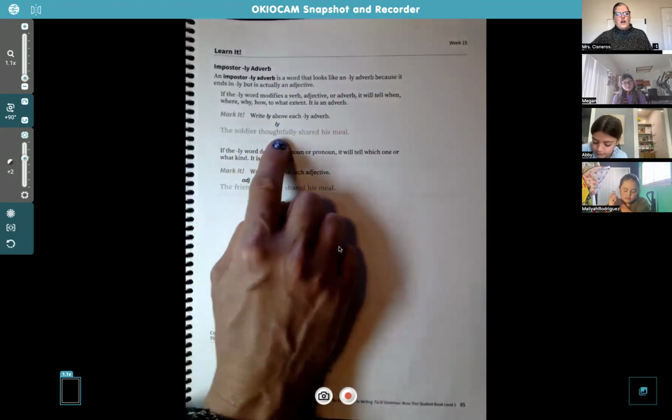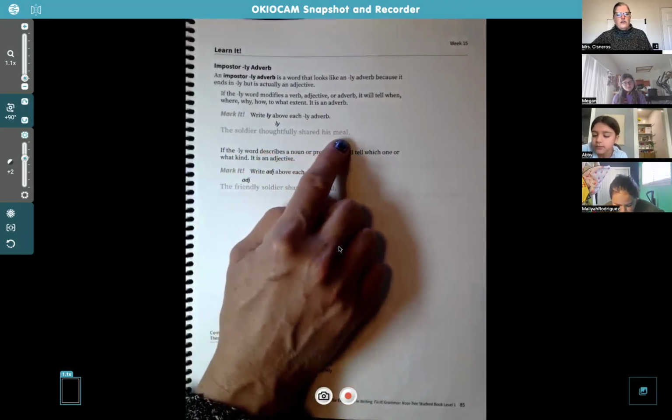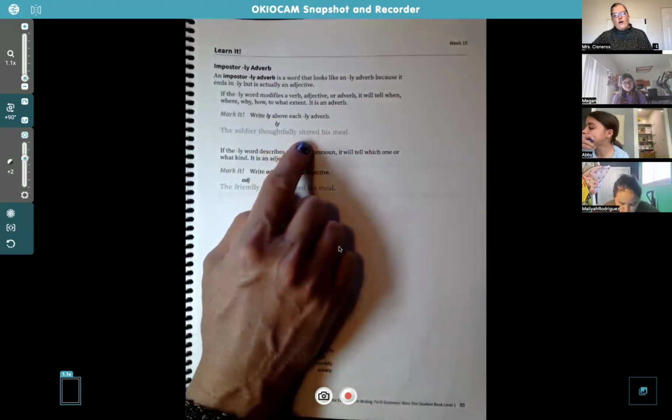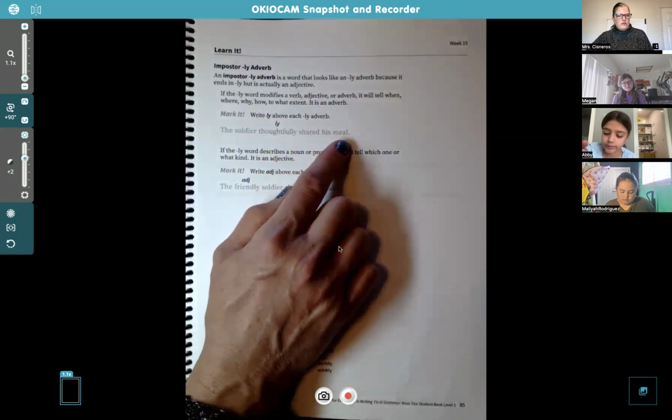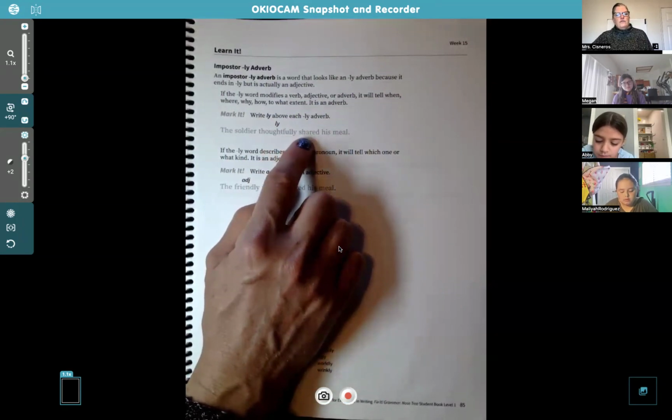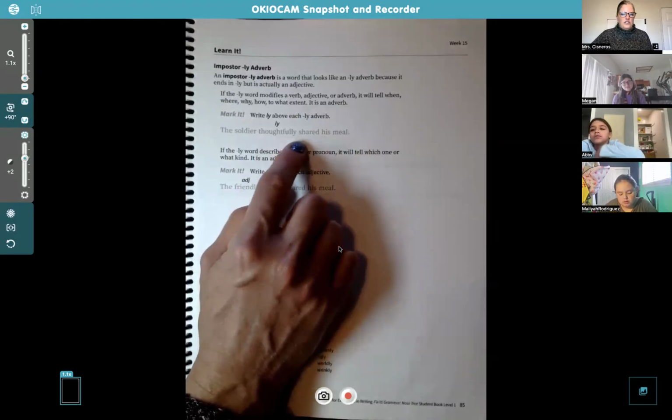So look at this sentence here. The soldier thoughtfully shared his meal. Thoughtfully has an ly and it's telling how he shared his meal. So we know it's an adverb because it's telling how. How did he share his meal? He thoughtfully shared his meal.